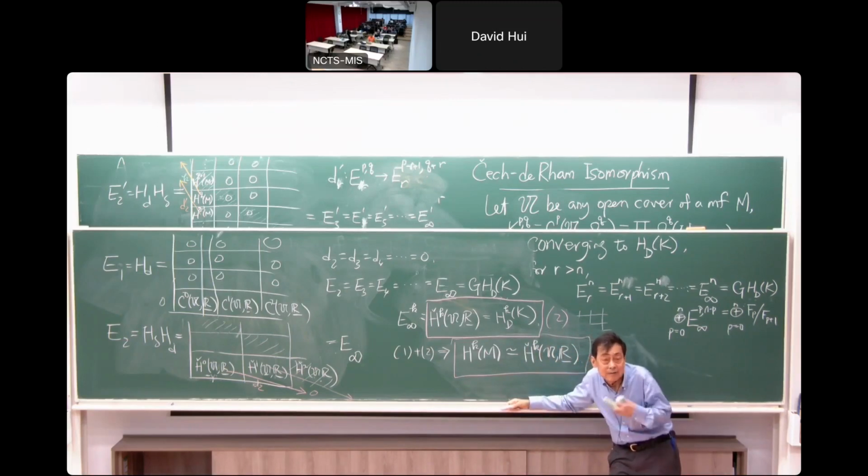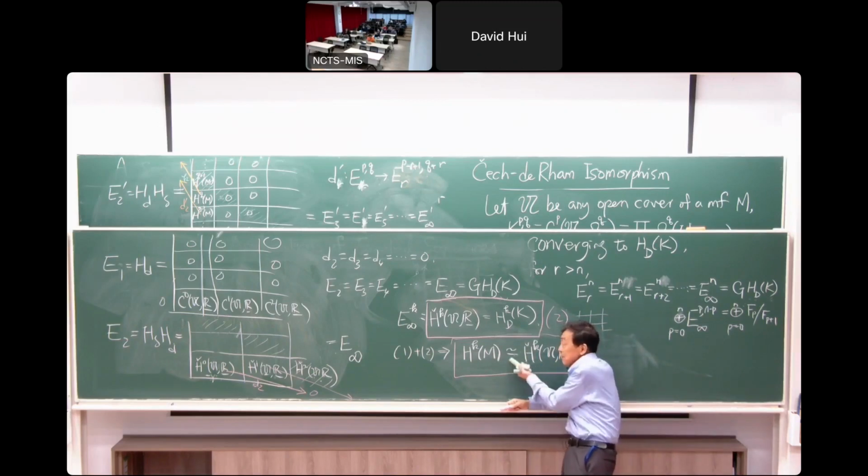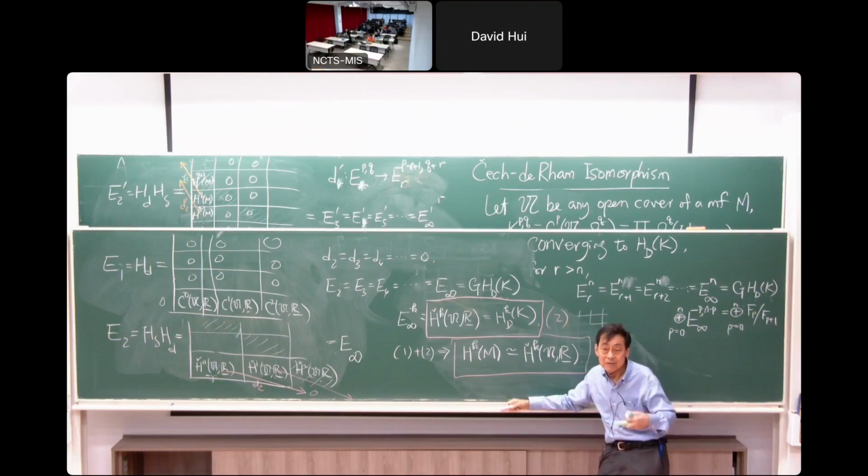So this is the simplest way of calculating or proving the Čech-de Rham isomorphism. It's just a very straightforward calculation, using the two spectral sequences.